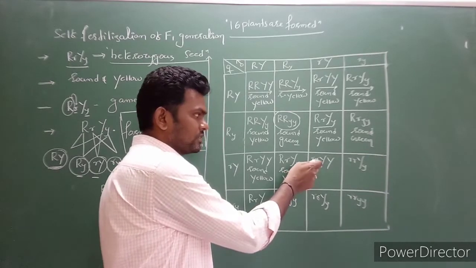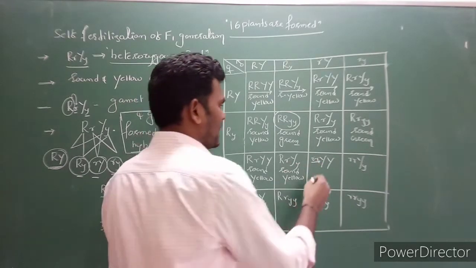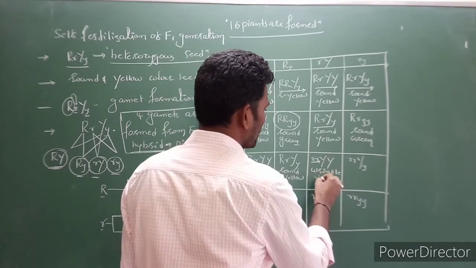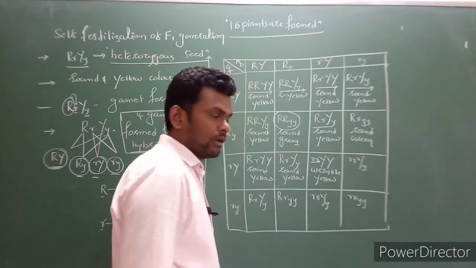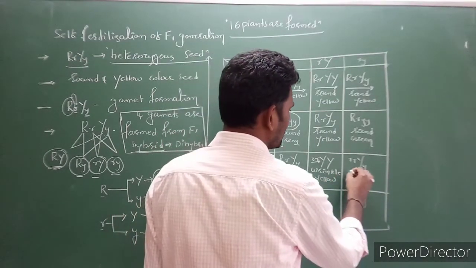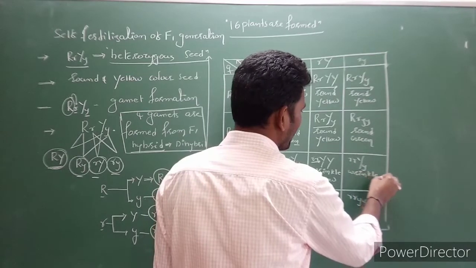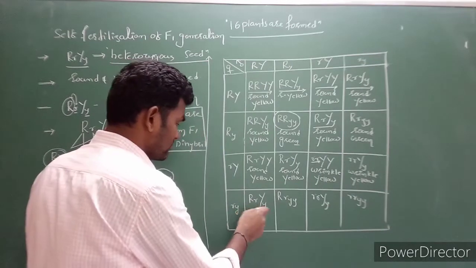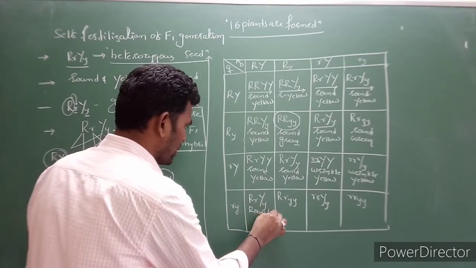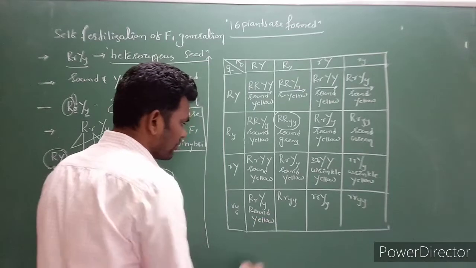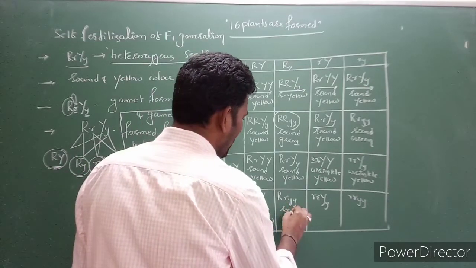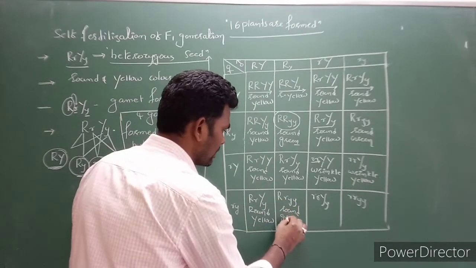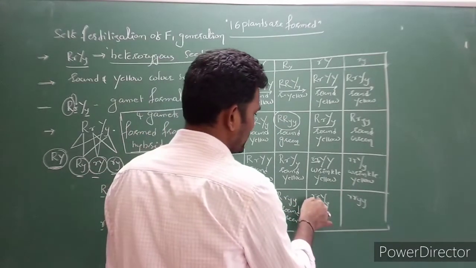Now it can express. Smaller r is what? Wrinkle character. Wrinkle and capital Y, and smaller r here same wrinkle and capital Y. And in this case, same round and yellow, and here also round. What you have to write? Small y character is what? Green. And in this case, here it is not round.